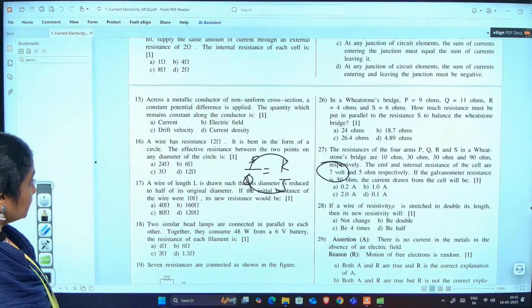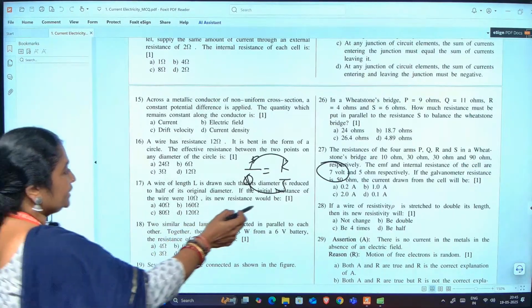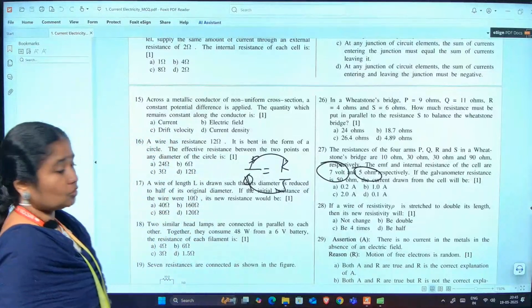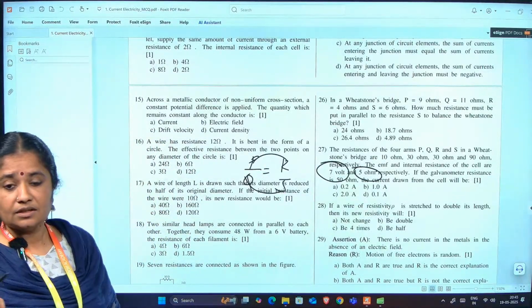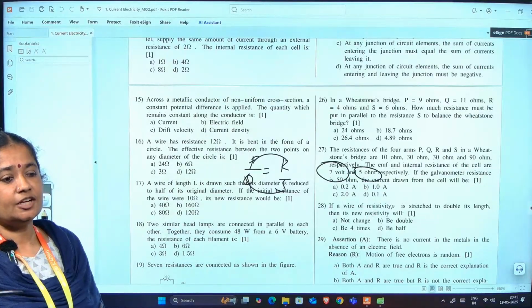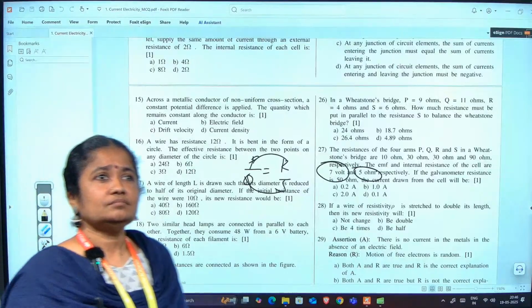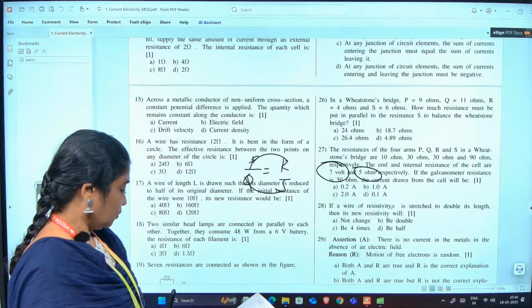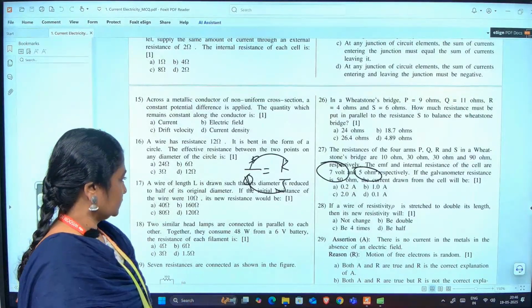7 divided by 30 plus... its internal resistance is also there. That internal resistance also has to be added to the total resistance. Total resistance 30, so 30 plus 5 is 35. 7 divided by 35. The answer is 0.2. Yes, 0.2. Thank you.